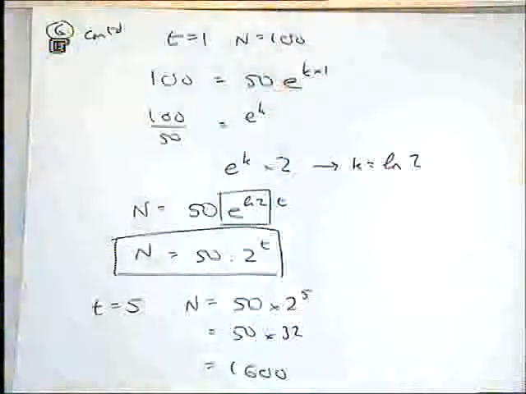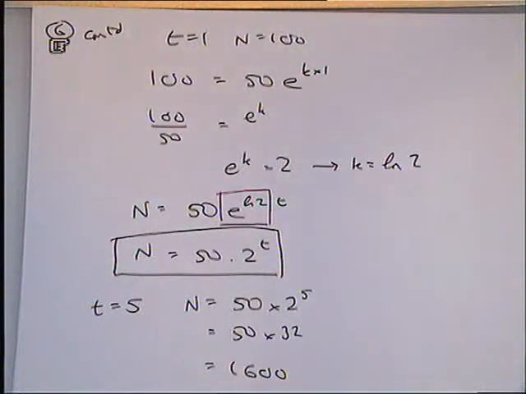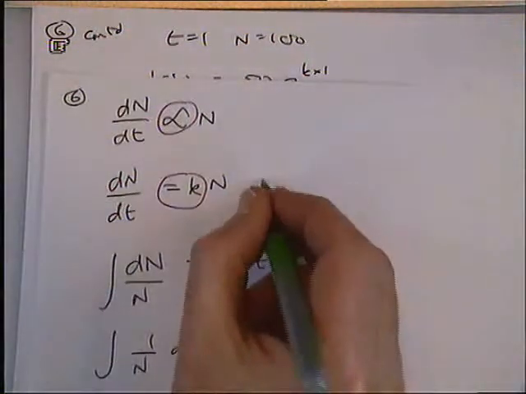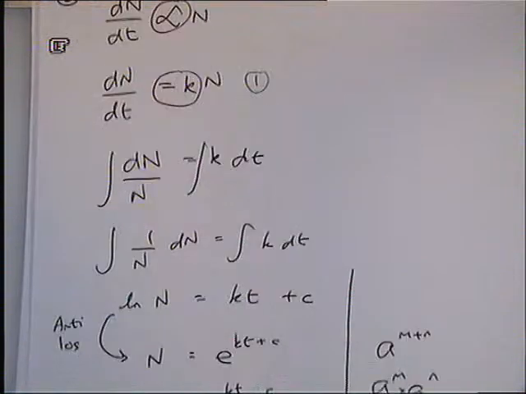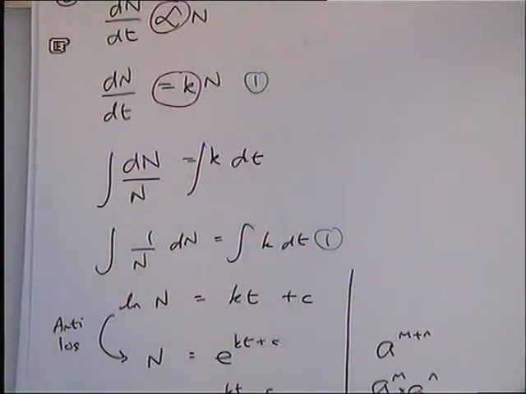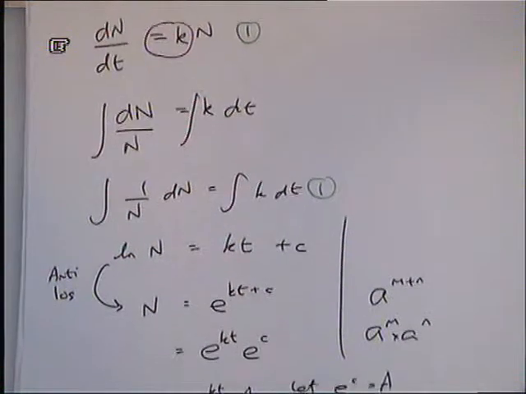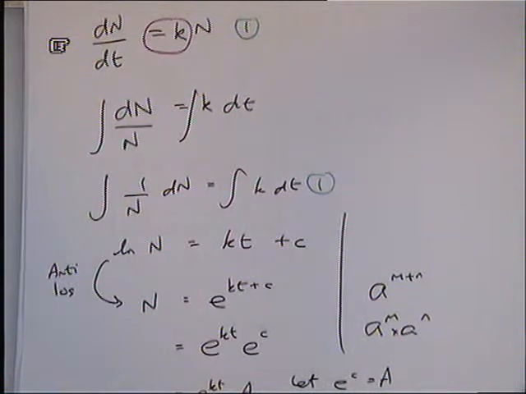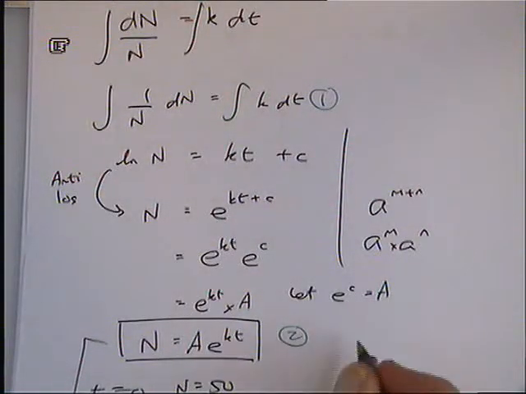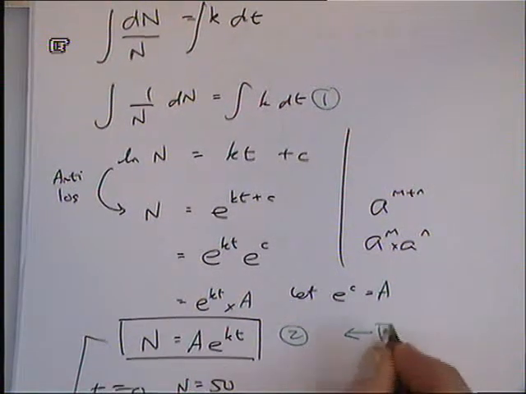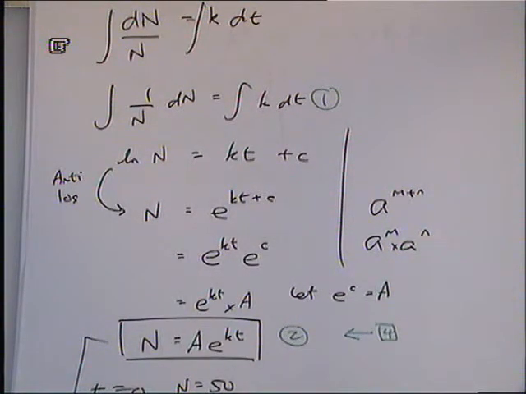So if I go through where I allocated marks for this question, I gave a mark for that line there, getting the differential equation. I gave a mark for separating the variables, and I gave 2 marks for getting down from there to here, a method mark and an answer mark. So if you've got to that point, you're on at least 4 marks.